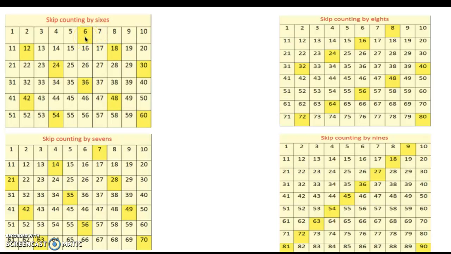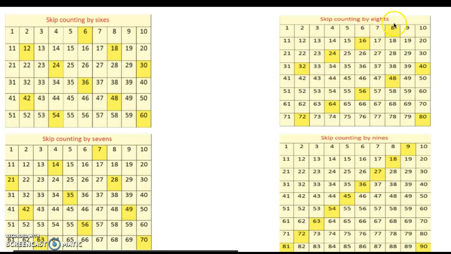Everybody with me: 6, 12, 18, 24, 30, 36, 42, 48, 54, and 60. Okay, now we're going to go to our 7s to 70. So 7, 14, 21, 28, 35, 42, 49, 56, 63, and 70.